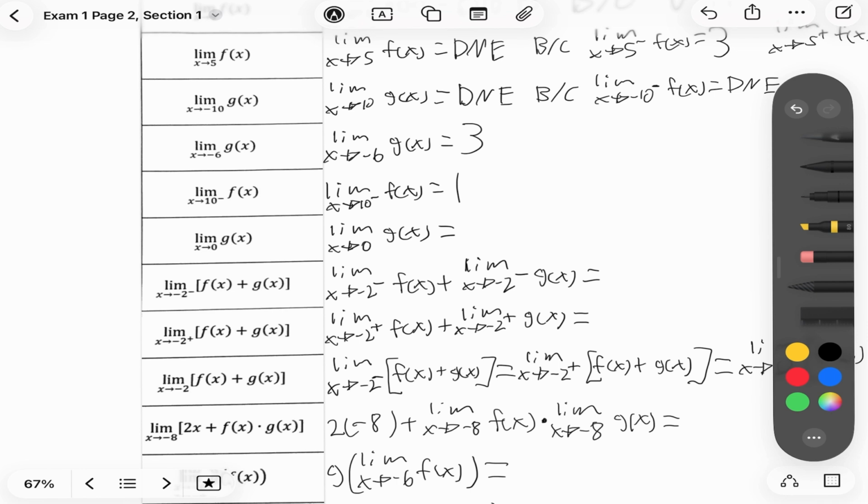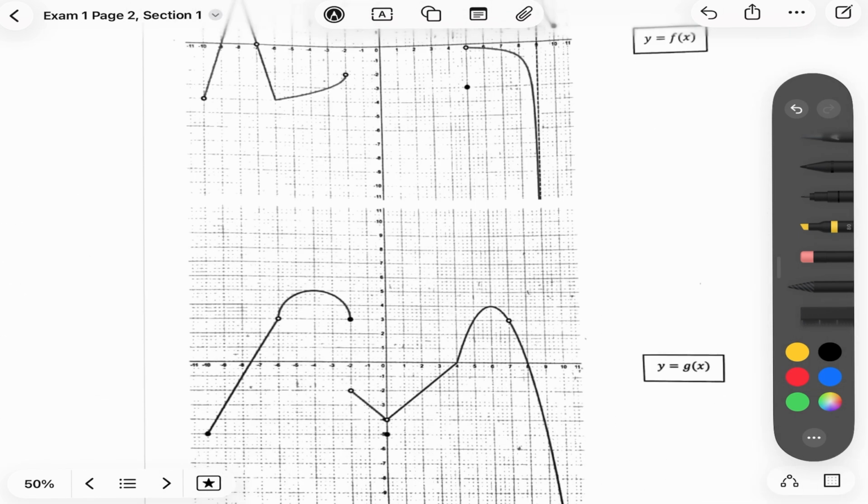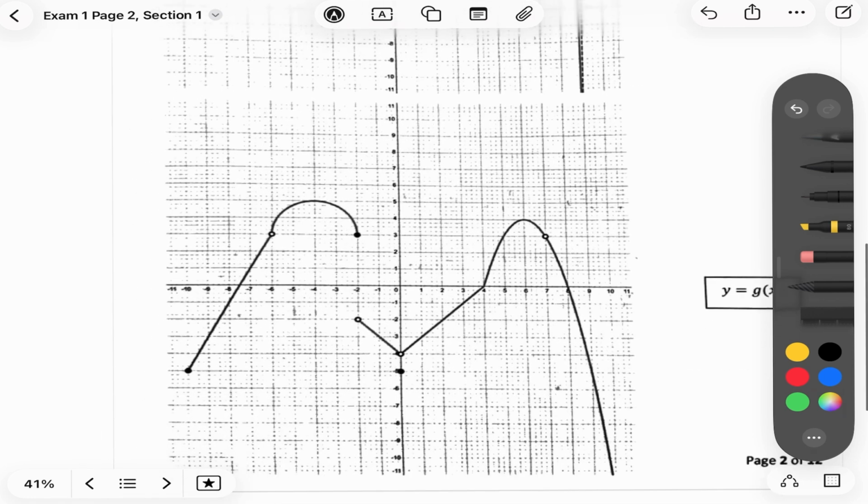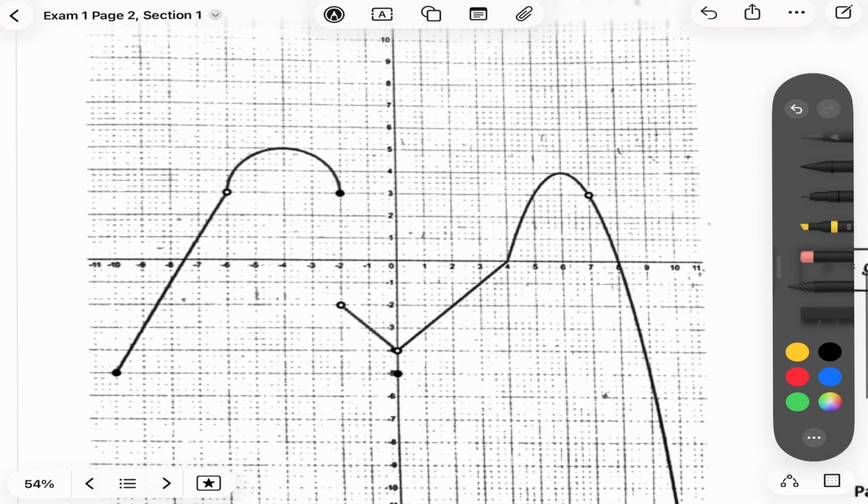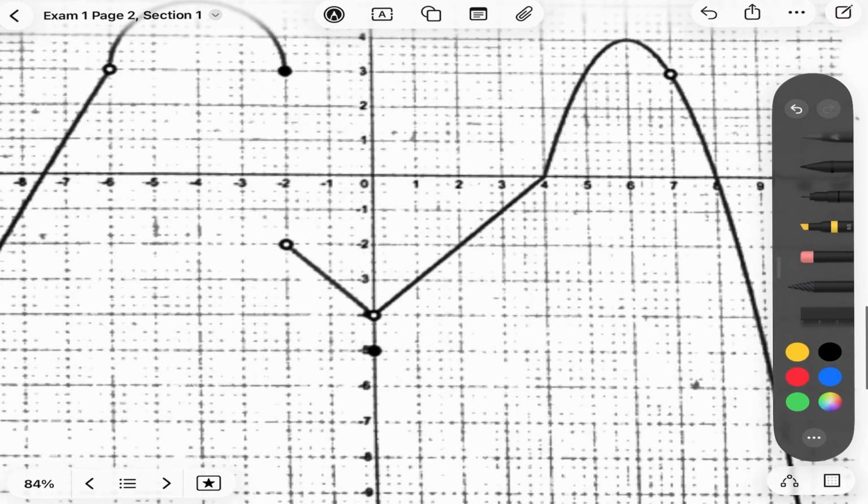For this, we have limit x approaching 0 of our g of x graph. At 0 from the left and the right, we have negative 4.